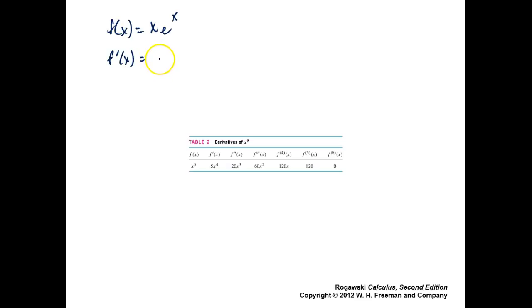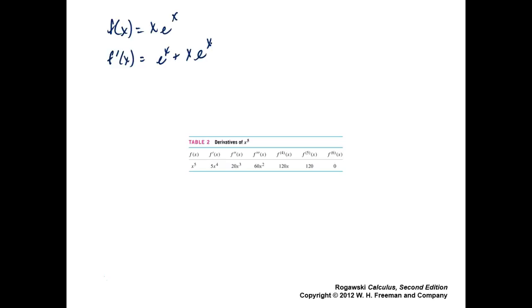1 times e to the x. Right. Just e to the x, and then this, so e to the x again. Plus x times e to the x. First times, yeah, x times e to the x. Yep. You got it. Okay.